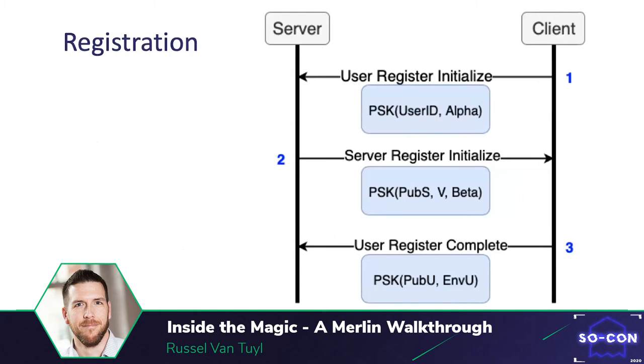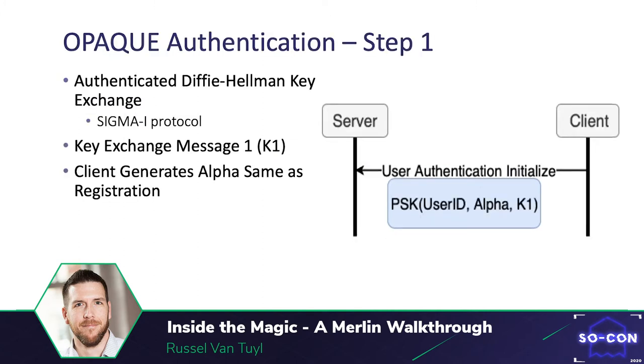So here's all the steps of registration. At this point in the conversation, the agent has a password, the server has a salt, and they both know about each other. But the server does not have the agent's password, and the agent does not have the secret salt value. After opaque registration is complete, then we have to move into authentication. A lot of these steps are the same as registration, with some key differences. The opaque authentication step uses the authenticated Diffie-Hellman key exchange Sigma I protocol for key exchange. I'm not going to dive deep into the Sigma I protocol, but if you want to know more, you can find details in the opaque key exchange RFC.